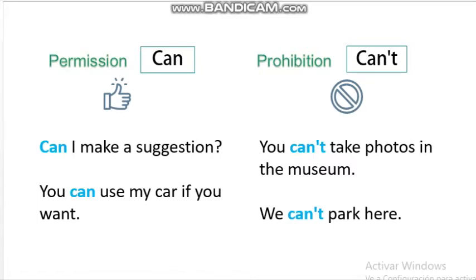In the negative, "You can't take photos in the museum." So it is prohibited to take photos in the museum. "We can't park here." So we are not allowed to park here because it is prohibited.